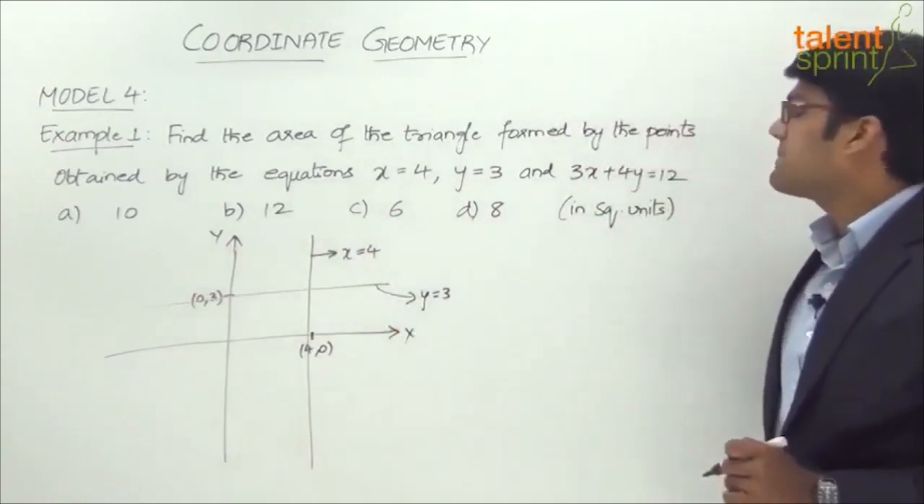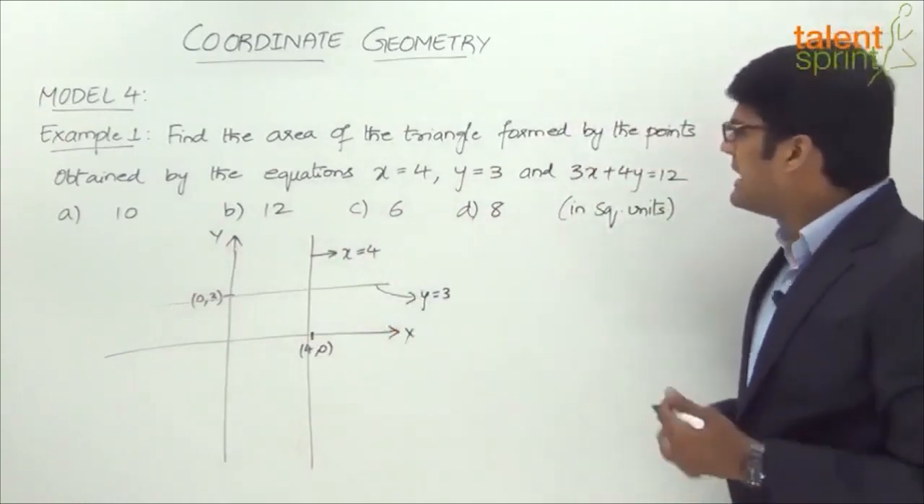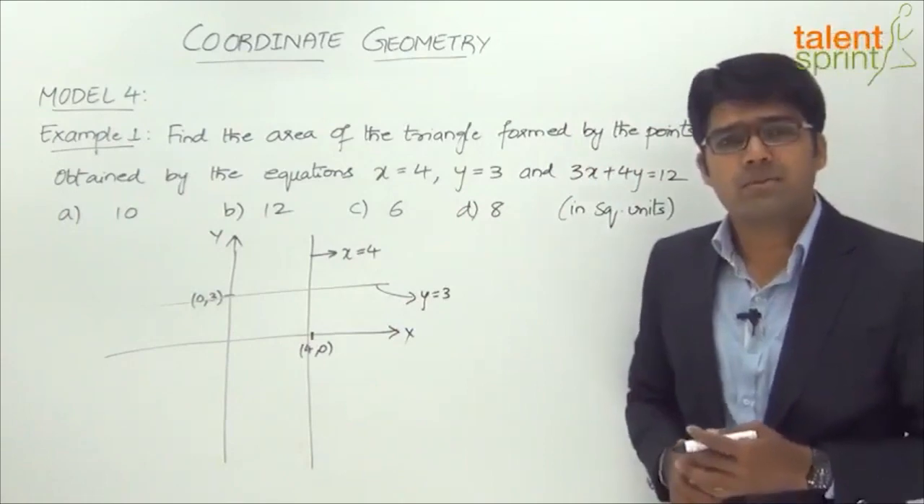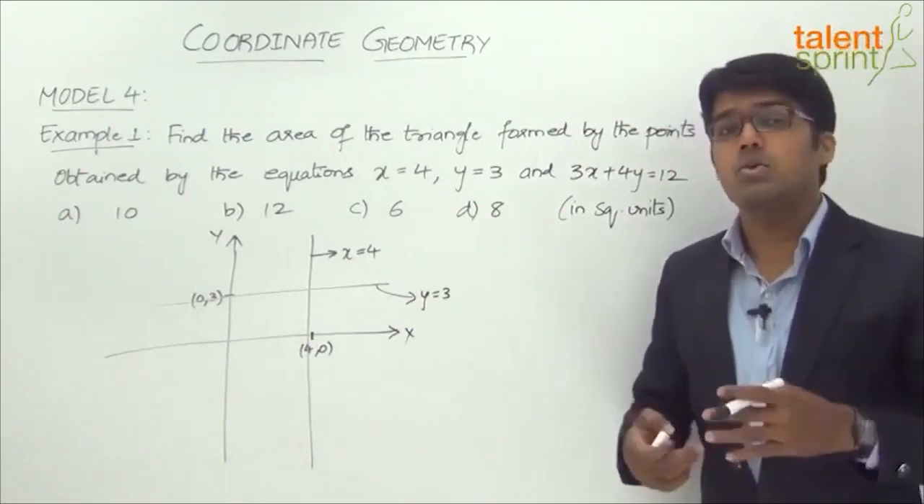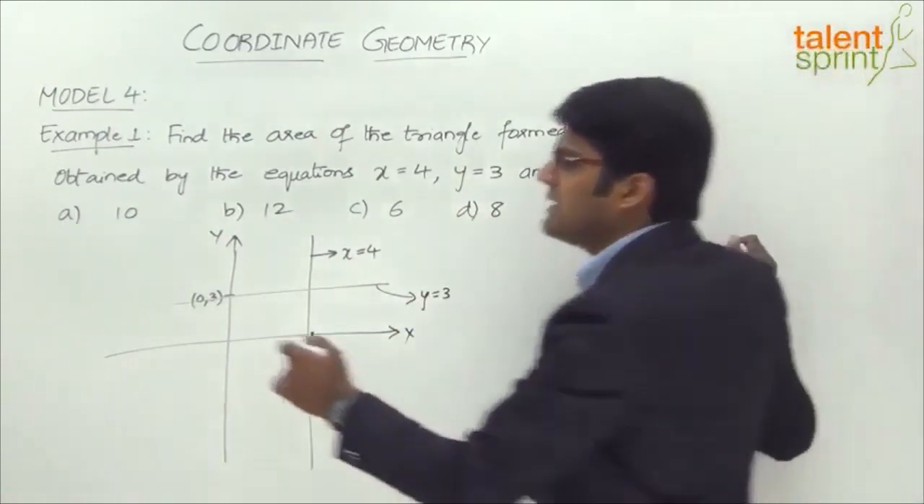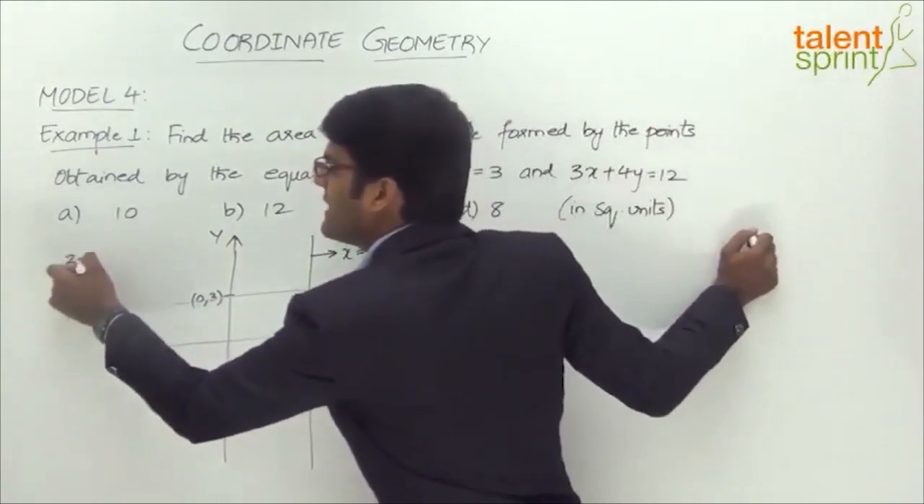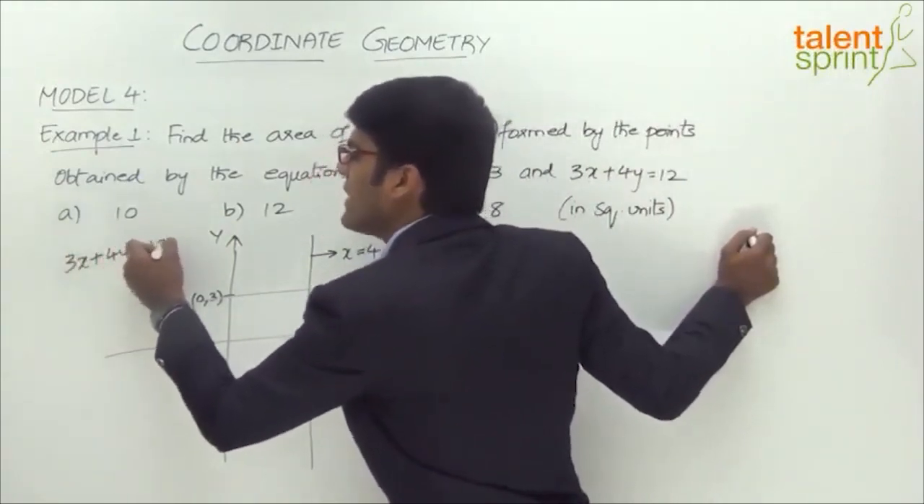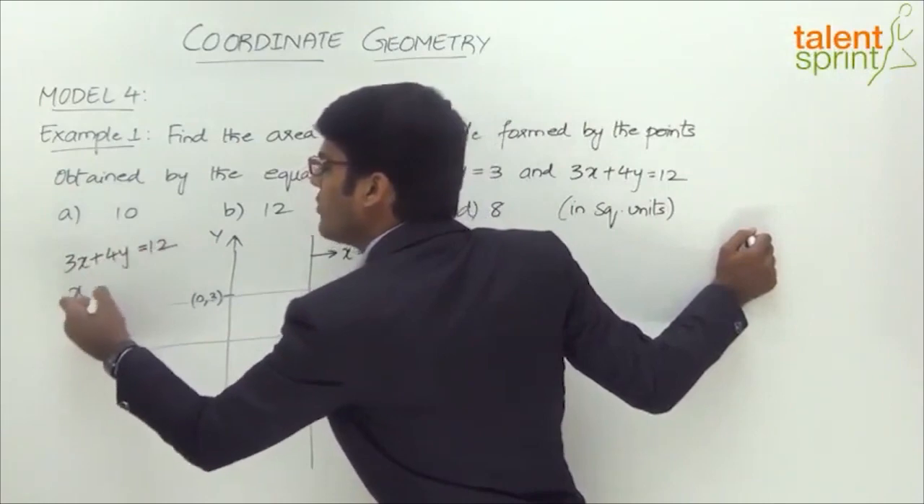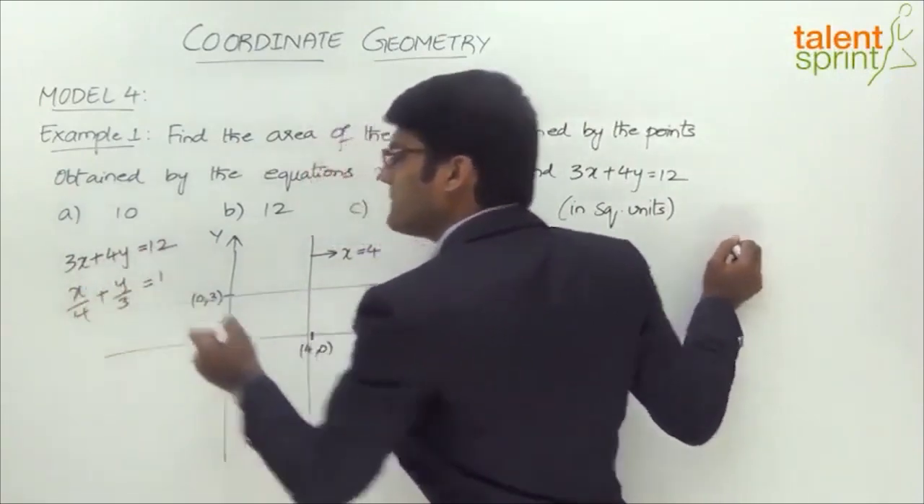And now look at 3x + 4y = 12. Let's convert this into intercept form. So 3x + 4y = 12 can be taken as x/4 + y/3 = 1.